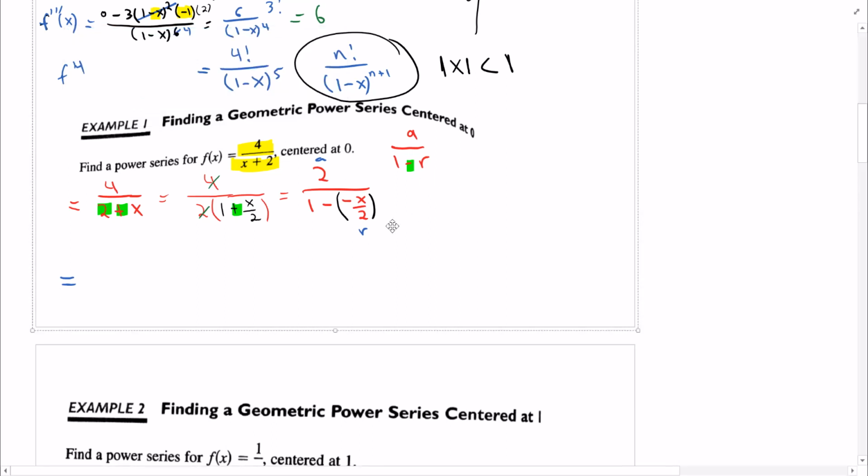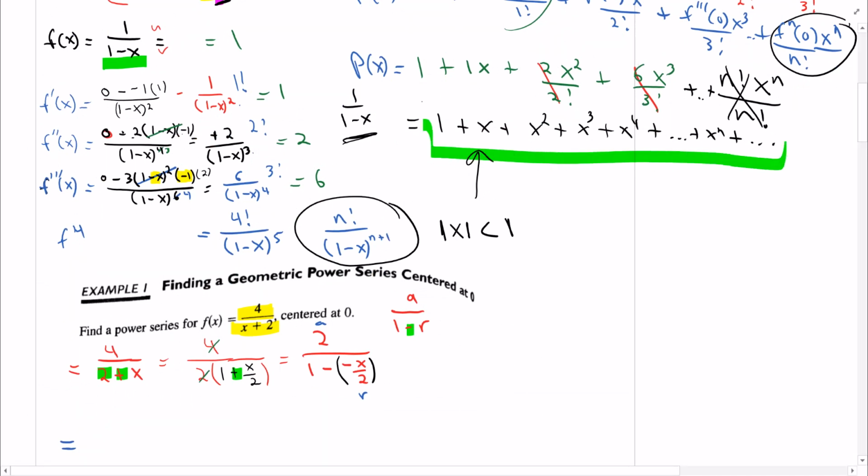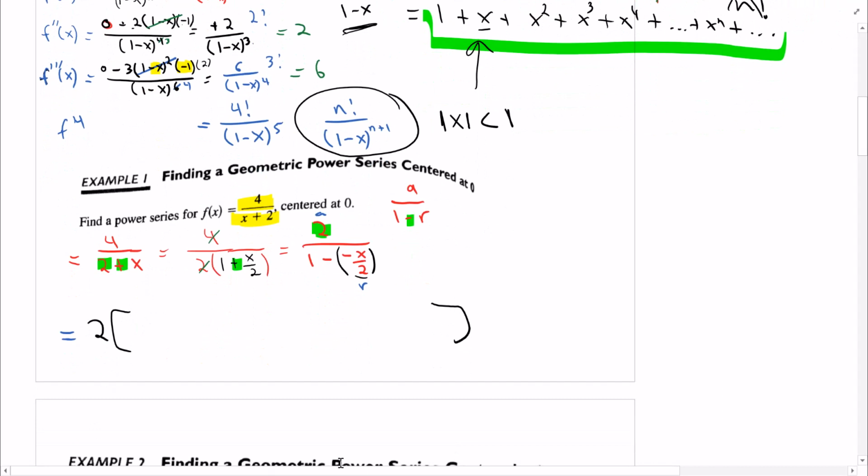And so what this allows us to do is write this in the form, oh, sorry. Okay, so we're going to use the thing that we already created and just ask ourselves, how is this different from that? Well, this one has a 2 out here, which means there's basically a 2 multiplying the entire thing. And how else is it different? Well, instead of x, we have negative x over 2. So everywhere I see an x, I'm going to put negative x over 2. We're doing that thing we learned in the last section.